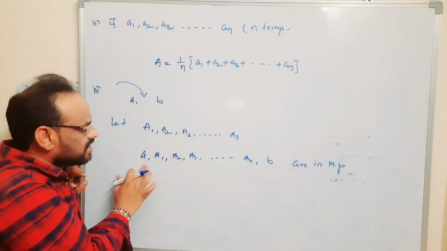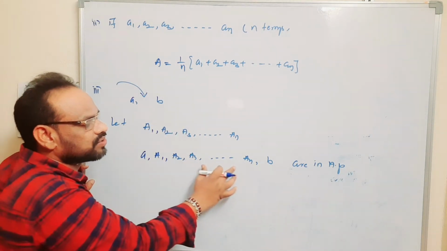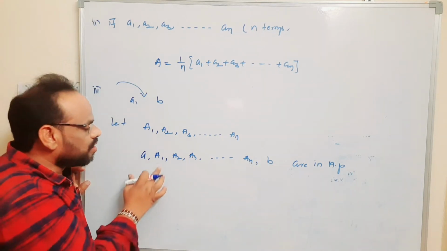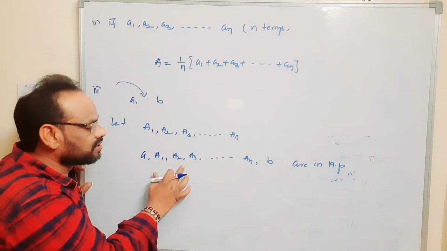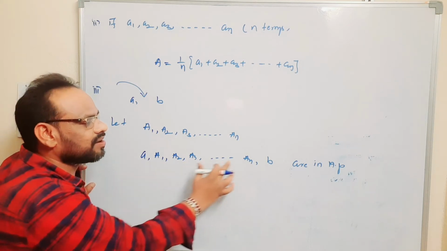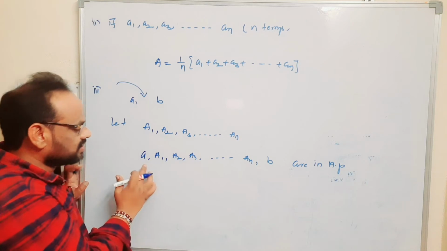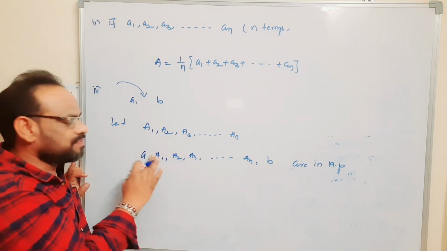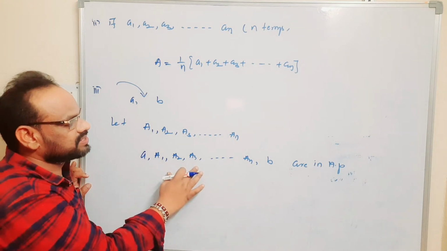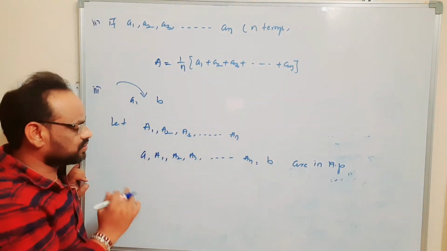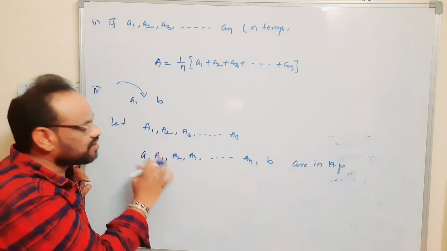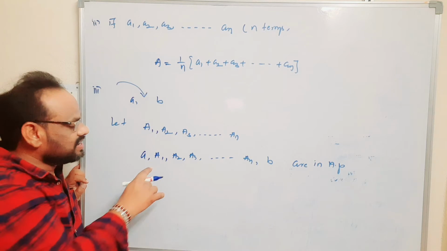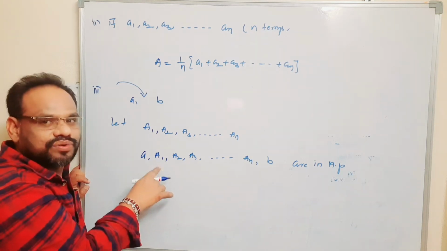So that's why a, a1, a2, a3, and so on, and b are in arithmetic progression. How to calculate a1, a2, a3, and an? We know the general form of an arithmetic progression: a, a plus d, a plus 2d, a plus 3d, and so on. Here, the a1 position is a plus d. If we know the common difference d, then we can easily find the a1 value. But we don't know the common difference d.